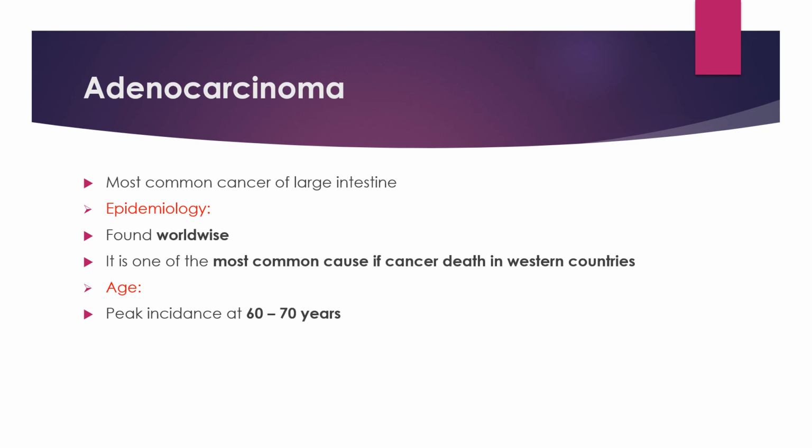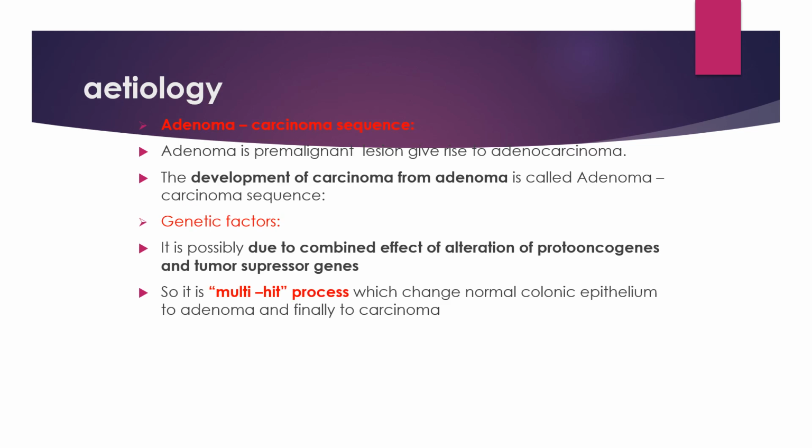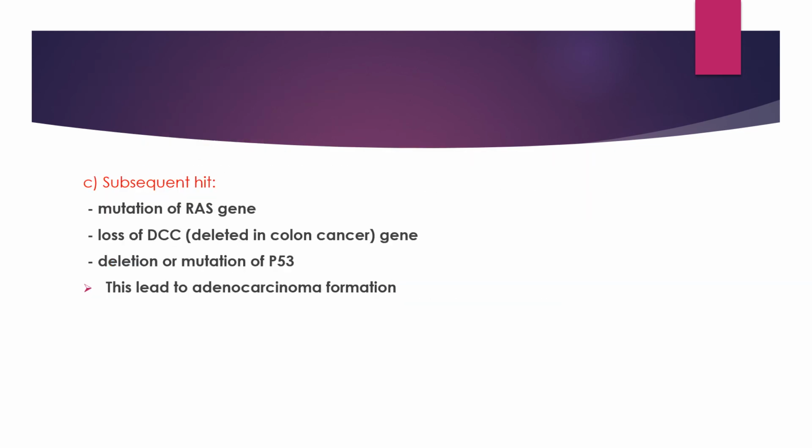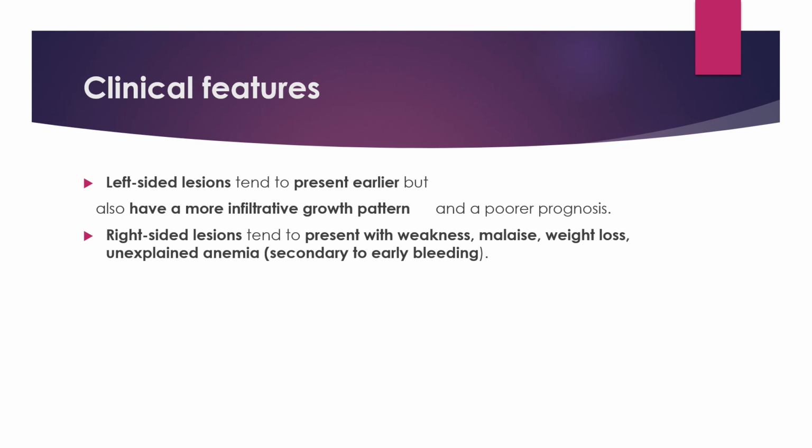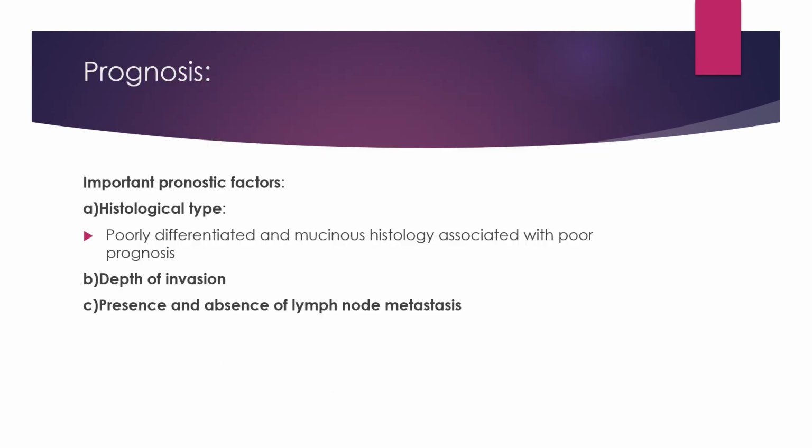The AJCC, American Joint Committee on Cancer staging, is also a very useful staging classification for adenocarcinoma of the large intestine. Microscopically, the classification is well differentiated, moderately differentiated, or undifferentiated carcinoma. These are important prognostic factors for colorectal adenocarcinomas: one is histological type, second is depth of invasion, third is presence or absence of lymph node metastasis.